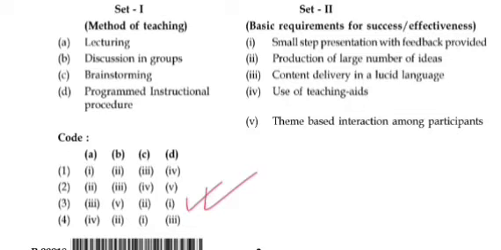C2, brainstorming will be related to production of large number of ideas. Then D1, program instructional procedure. It will be related to small steps presentation with feedback provided. Got it? Now let's move on.